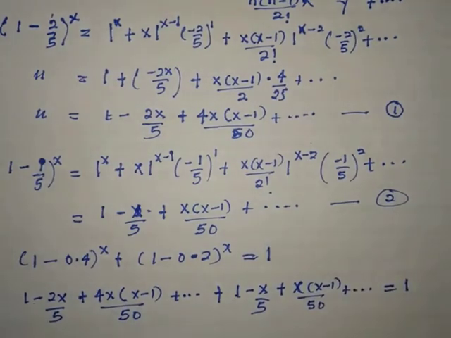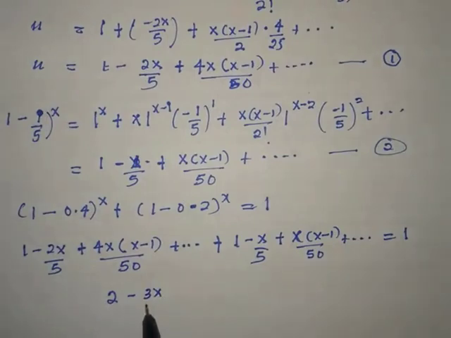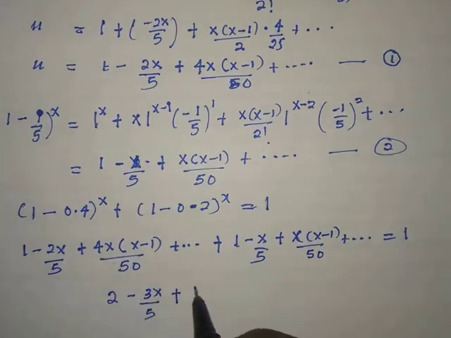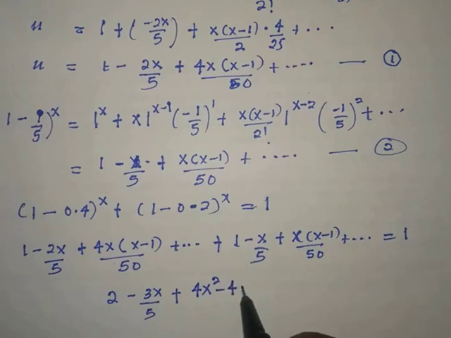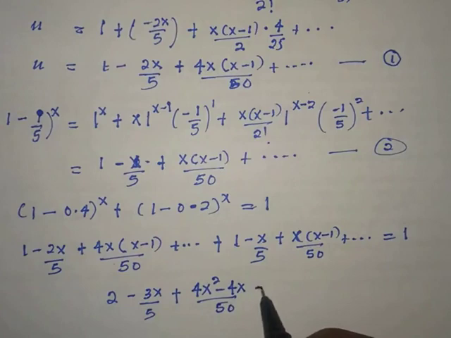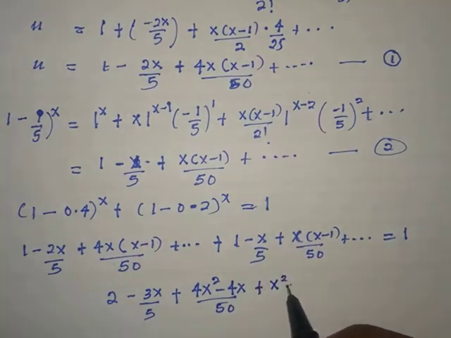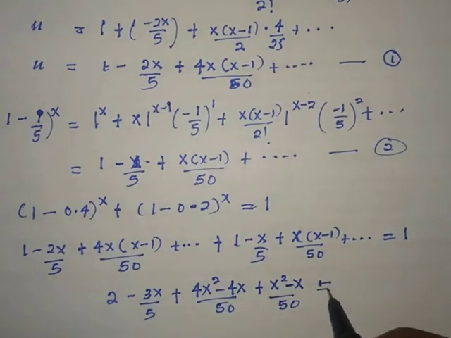So 1 plus 1 here is 2. This and this, we have it to be 3x divided by 5. And by expanding this, we are going to have 4x squared minus 4x divided by 50, plus, expanding this as well, x squared minus x divided by 50, equals 1.